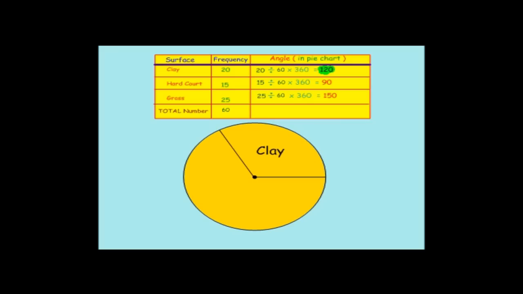The second angle is for hard court, which is 90 degrees. So we place our protractor on the circle and turn it round. And then marking an angle of 90 degrees and draw a line from the centre. And this is marked then hard court. The remaining angle of 150 could be checked, but since we know that all three add up to 360, the remainder must be for grass, 150 degrees.